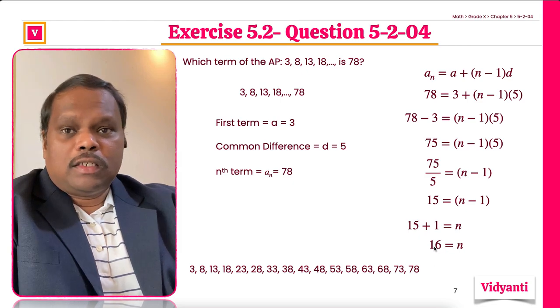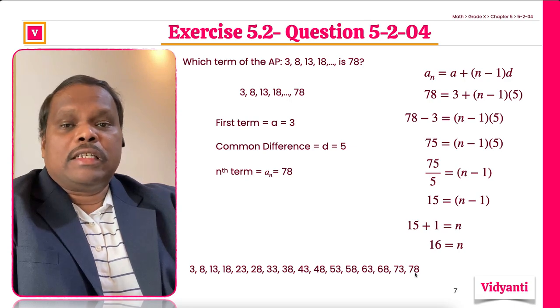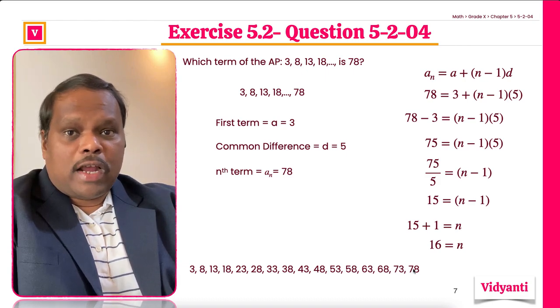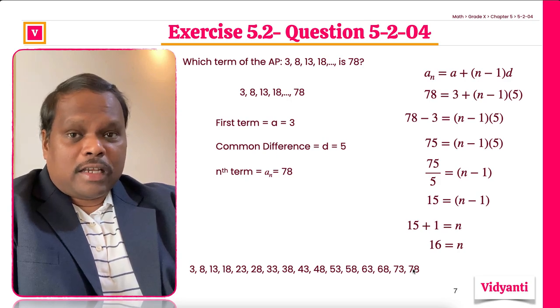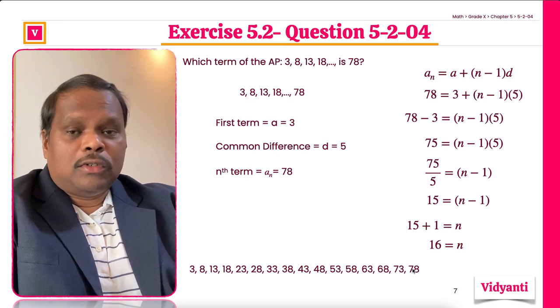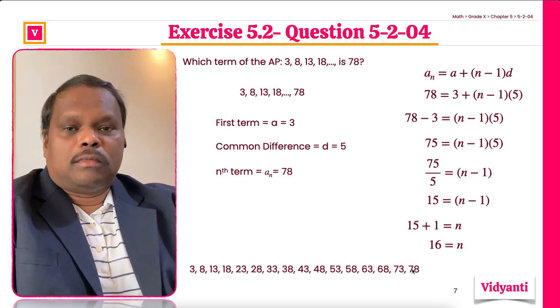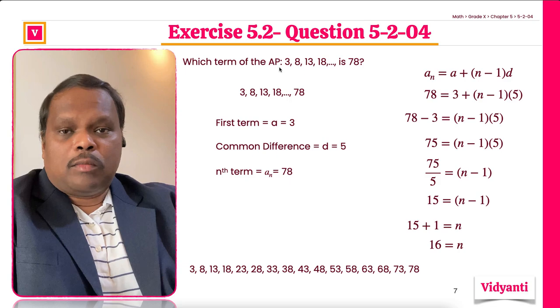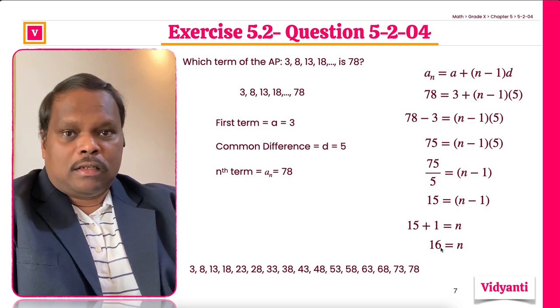Now, what is the meaning of this 16? If I count all the terms, the position of this 78 will be 16th. So let's check that one. 1, 2, 3, 4, 5, 6, 7, 8, 9, 10, 11, 12, 13, 14, 15, and 16. That means our answer is correct. It took us less than 60 seconds. If you want to be 100% positive, if you have some spare time, please do that. That will give us some happiness, and it will boost your confidence. So the final answer, the position of 78 in this arithmetic progression is number 16. That's your final answer.